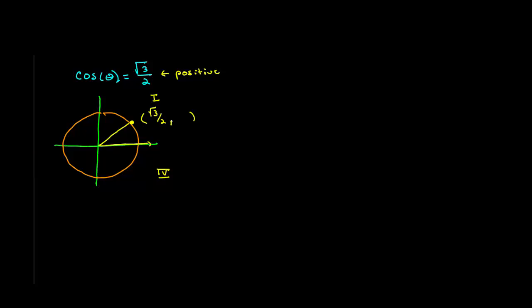Additionally, there's going to be another angle out there. I'm going to draw it in purple here. You can think about it like a reflection of the first. So this angle, okay, and this angle both have the same cosine value. This also comes over to the right by root 3 over 2. So let's do the yellow one first.